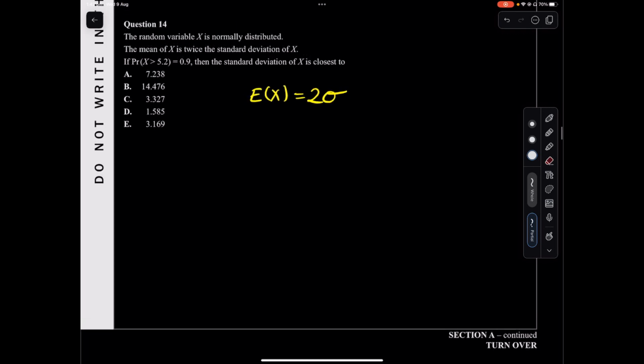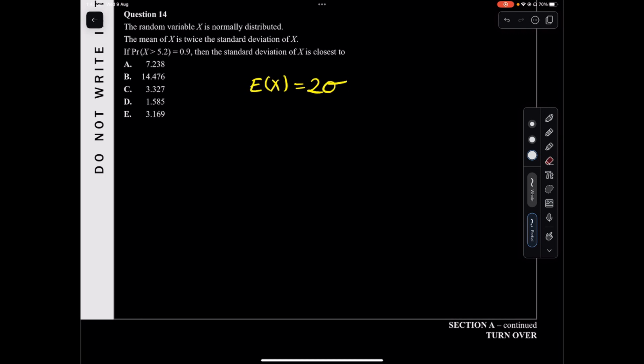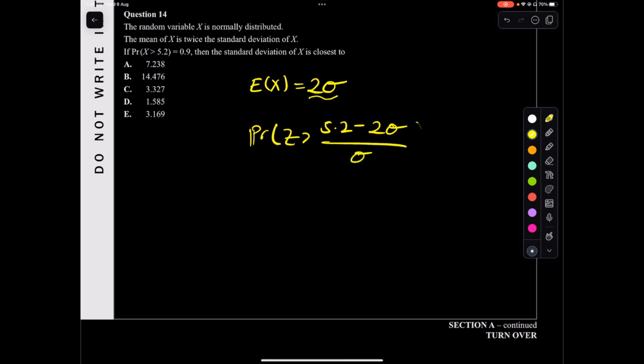Okay, so let me just make it into the normal distribution. So probability, let's change it to the normal. So probability of z greater than 5.2 minus your mean value. Now, we know our mean value is just 2 sigma, so 2 standard deviations, over the standard deviation is greater than 0.9.